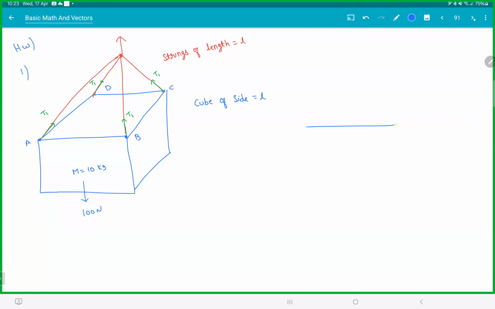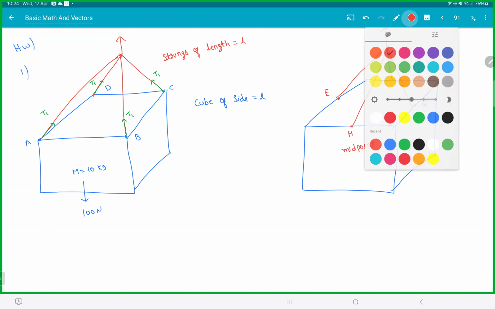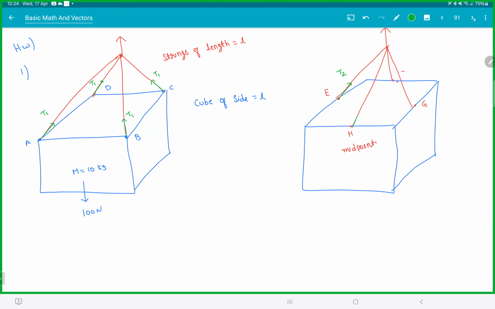Then you came up with another idea. I said, why do it like this only? You said, let's not connect here. Let me connect in the centers. E, F, G, H. These are the midpoints. Now the tension will be different. It won't be the same T2, T2, T2, T2. Same block, 10 kg block, and this also will be 100 newtons.